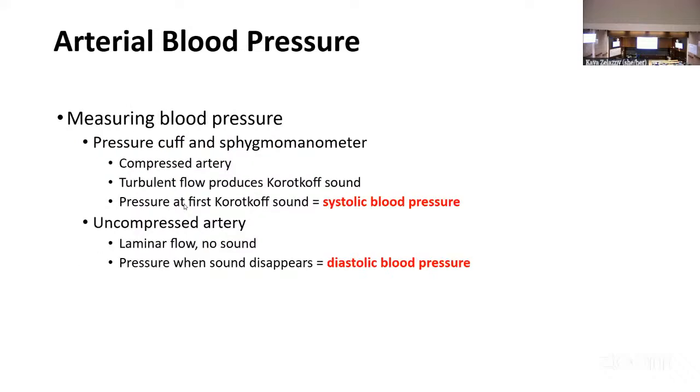Okay. So if we're measuring blood pressure, the traditional way to do this is with a blood pressure cuff and a sphygmomanometer.